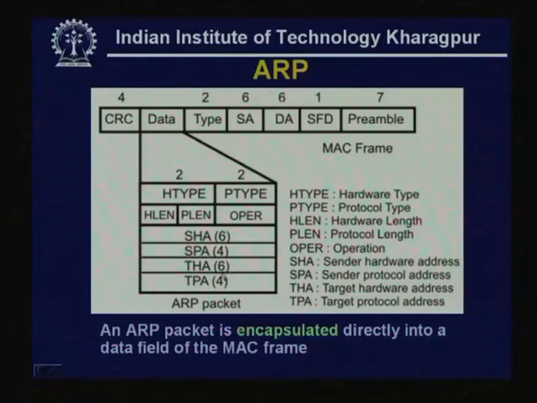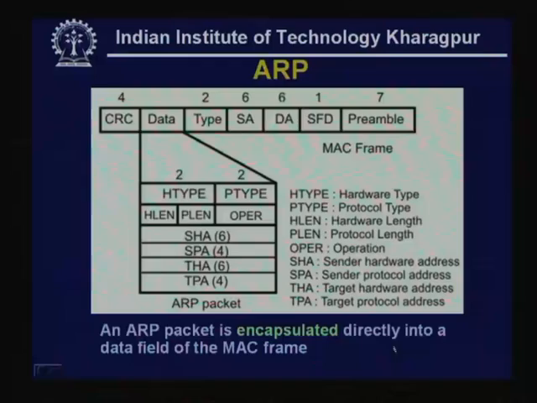Initially the target hardware address is given as all 0s, and whenever it is returned, the proper target address is provided. So, this is how, with the help of ARP, a particular station can know the physical address if it knows the IP address. The reverse operation is performed by RARP.